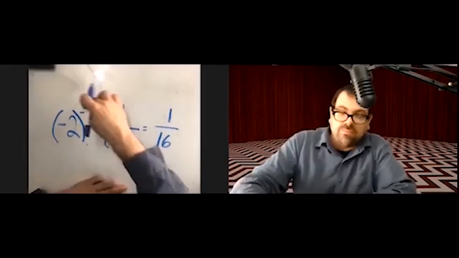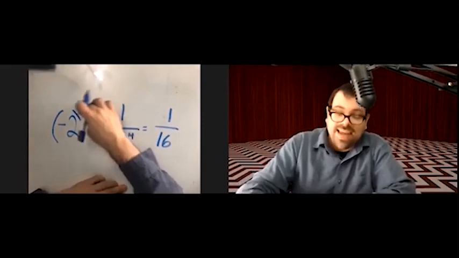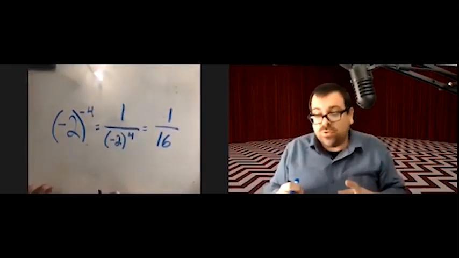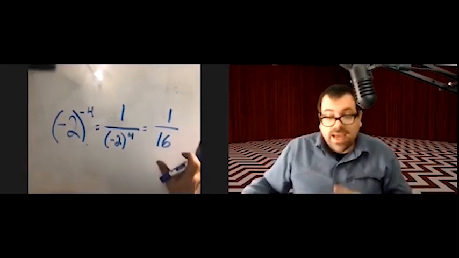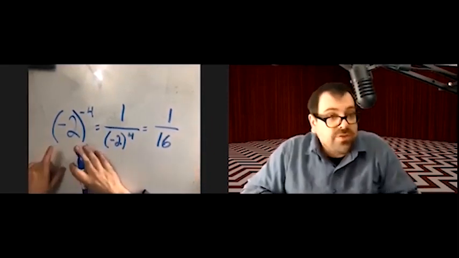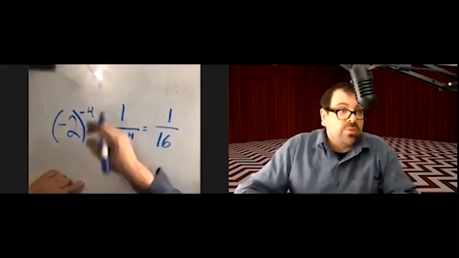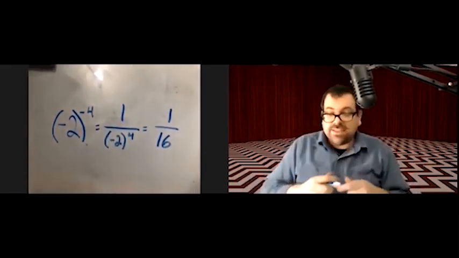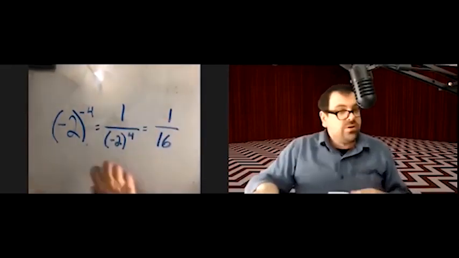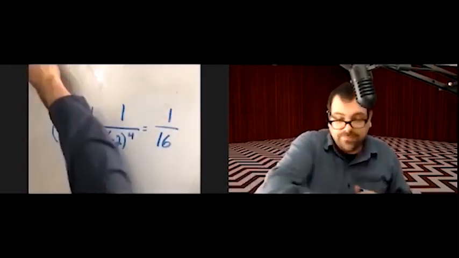So this negative exponent has nothing to do with whether this is a positive or negative number. That still comes from whether there are parentheses or not, whether we have an even exponent or not. A negative exponent is just 1 over whatever else we have.